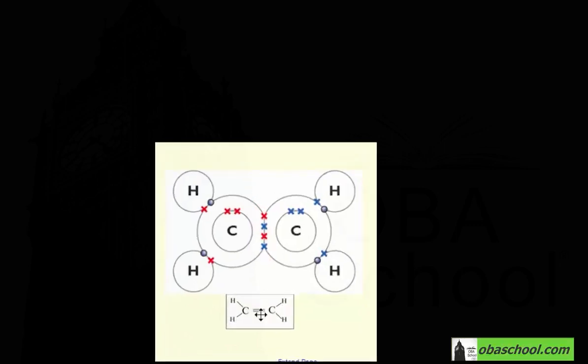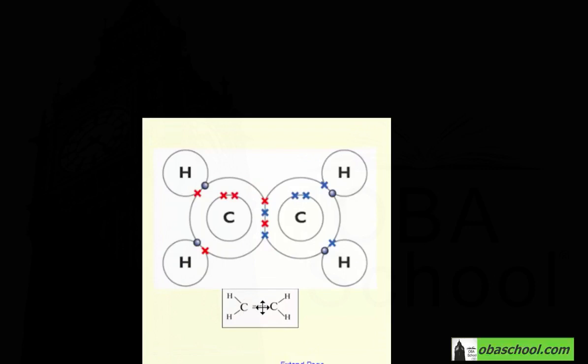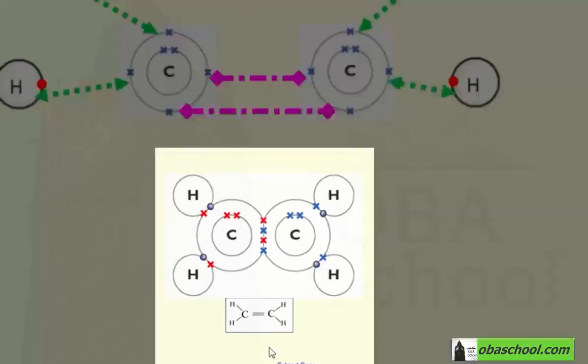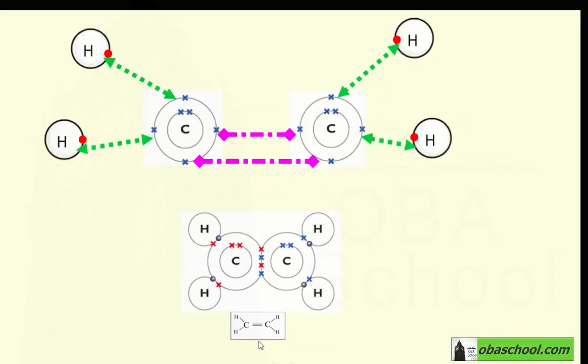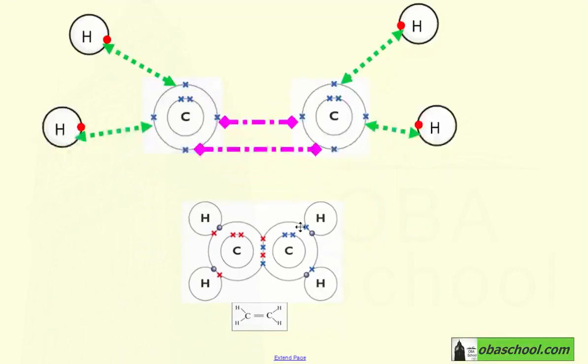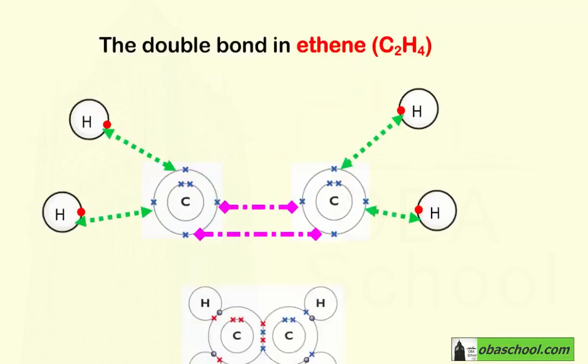So, as you can see here, we have carbon double bond carbon. These 2 pairs over here are the double bond. And each carbon formed a covalent bond with 2 hydrogens. So that's the final structural formula. And that's how the ethene molecule forms a double covalent bond.